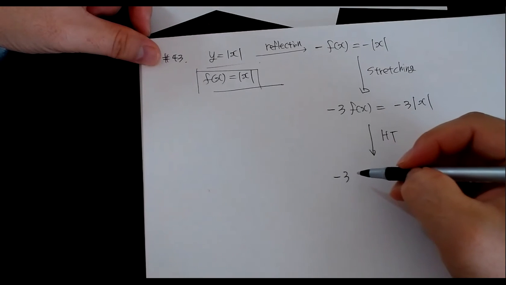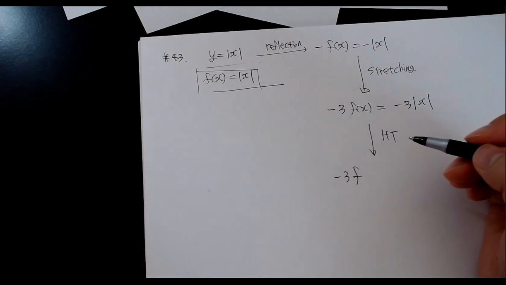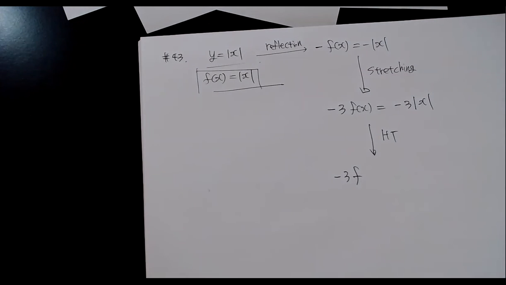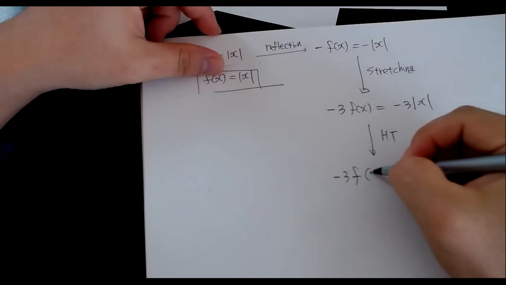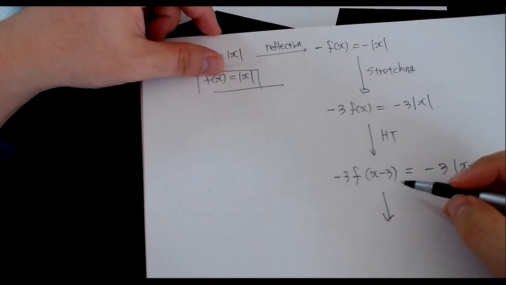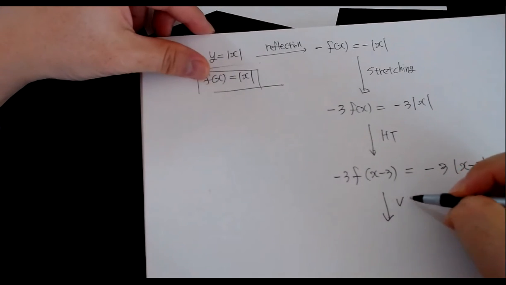And then what? We have to replace x by what? x plus 3, x minus 3, right? And that's going to be negative 3 times absolute value of x minus 3. And then we apply, this problem says, 9 units upward. Okay, so this is a very good translation.